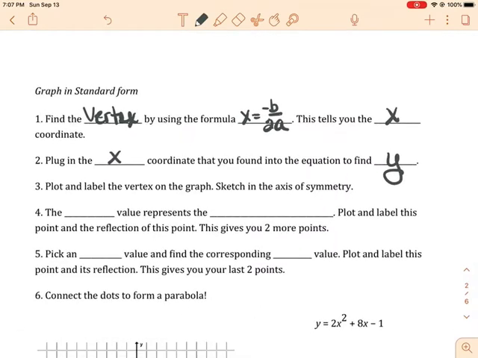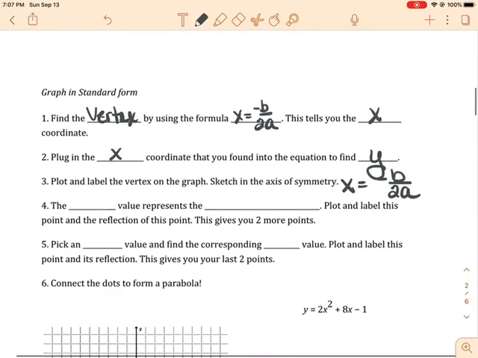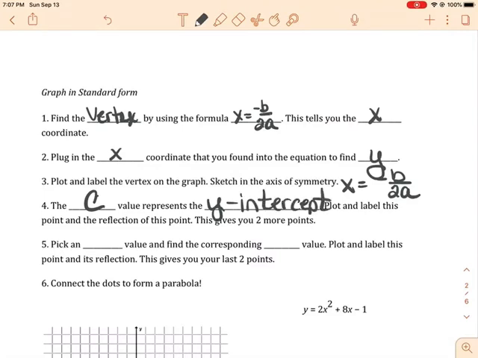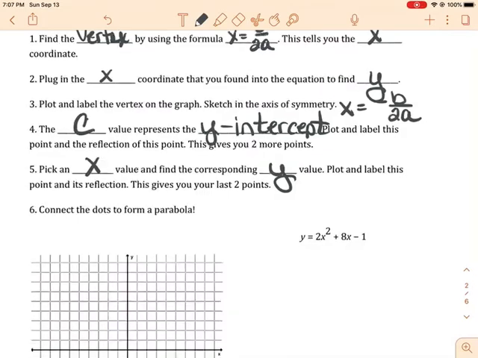Okay, we're going to plot and label the vertex on the graph, and then sketch our axis of symmetry. Remember, that's x equals the x coordinate, which we're finding with negative b over 2a. The c value represents the y-intercept. So plot and label this point and reflect that point over the axis of symmetry. That gives you 2 more points. And then you're going to need to pick an x value, find the corresponding y value, plot and label the point and its reflection. There's your last 2 points. And then connect your dots to form your parabola.